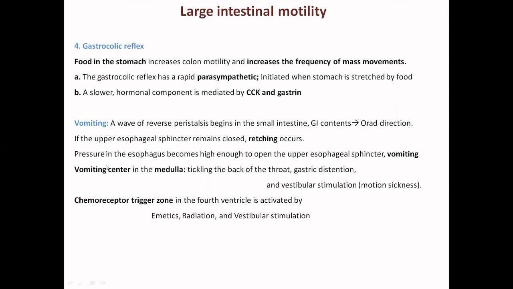And the vomiting center is found in the medulla. Anyone can vomit when tickling the back of the throat, or with gastric distension, or vestibular stimulation, that is motion sickness. So these are the three types of scenarios where vomiting can be made possible. There are also chemoreceptor triggers, when the fourth ventricle is activated by emetic substances, radiation, and vestibular stimulation.